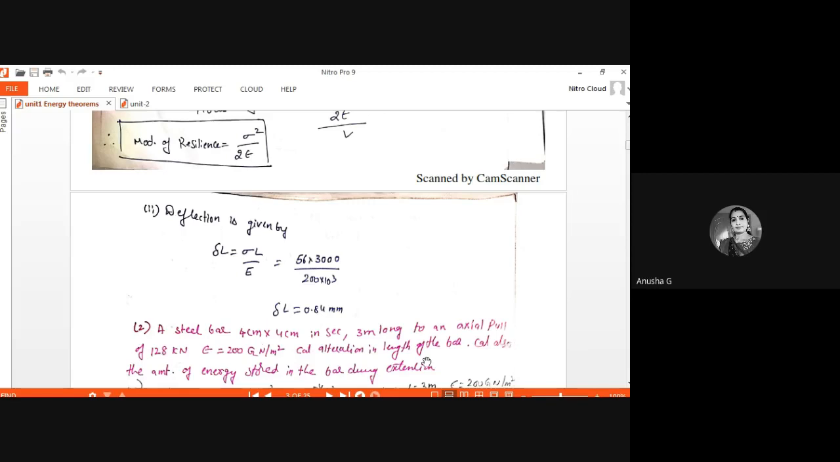Calculate the alteration in length of the bar. Calculate also the amount of energy stored in the bar.